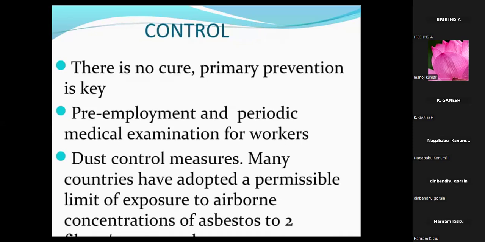So how do we control asbestosis? There is no cure, as we have already discussed. Prevention is the key and the best method. Pre-employment checkup is mandatory for such industries. Periodic medical examination for workers is also mandatory. Then dust control measures, whatever you can go for, like local exhaust ventilation or spraying of water, that is the hydroblasting technique, whatever is applicable. Many countries have adopted a permissible limit of exposure to airborne concentration of asbestos.